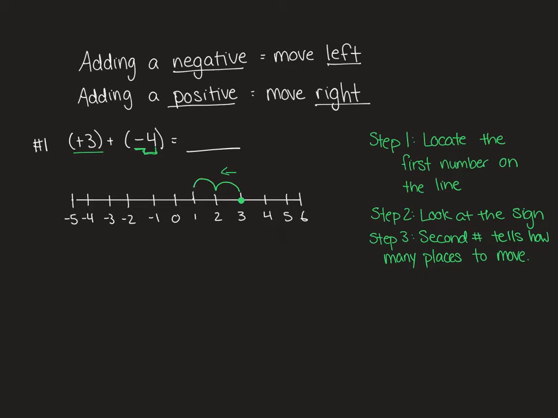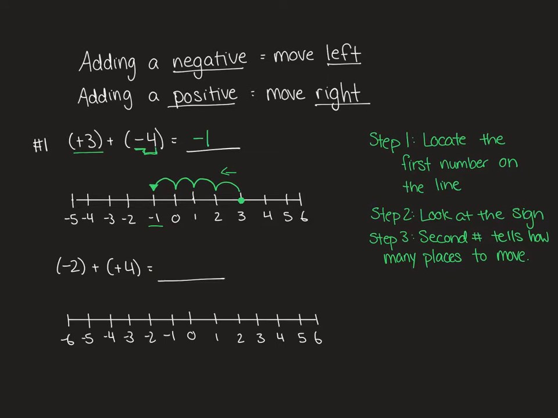1, 2, 3, 4. Now in your book they do arrows after each one. I just kind of put an arrow after the last one, so I know that is where I'm ending up. So this is my answer, -1. So positive 3 plus -4 is -1.